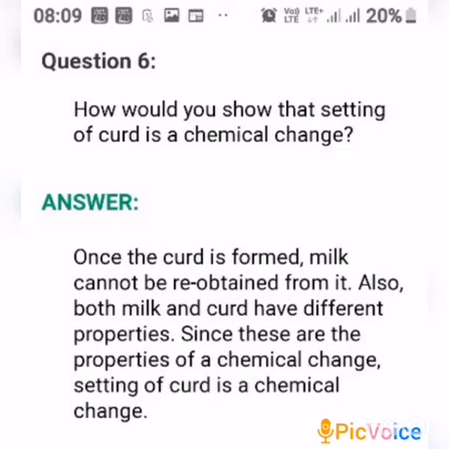Do you understand the question, children? How would you show that setting of curd is a chemical change? Once the curd is formed, we can't get the milk back from that curd. It is an irreversible change, and the curd and milk have different properties. So setting of curd is a chemical change. Okay, dear children, write the question and answer in your chemistry note neatly.